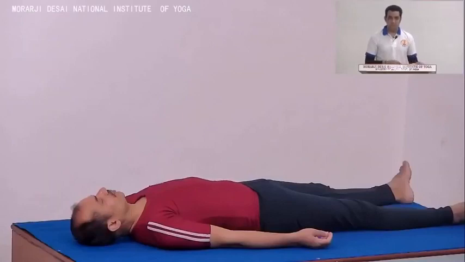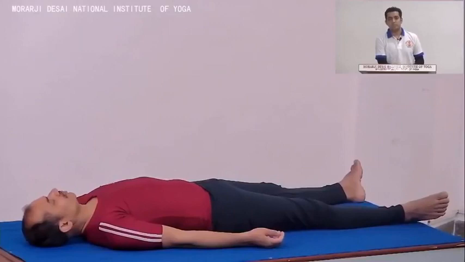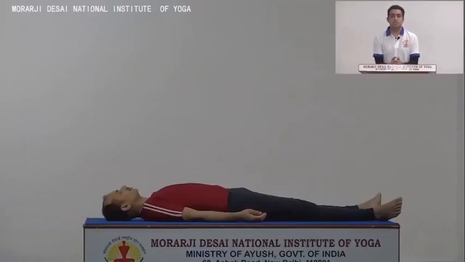Lower back, upper back, then shoulder region, both the arms, back of the palm region. Each and every part should be loose, which is touching the ground. Now focus on your head region. Feel the touch of your head with the ground and relax it.